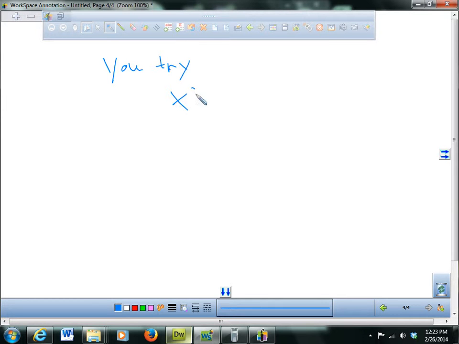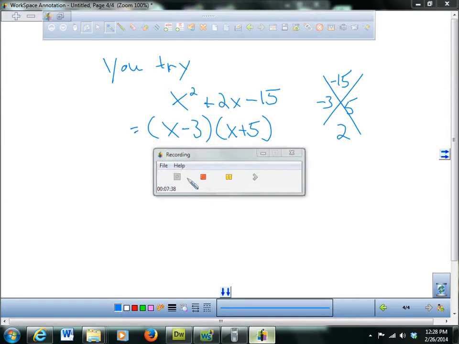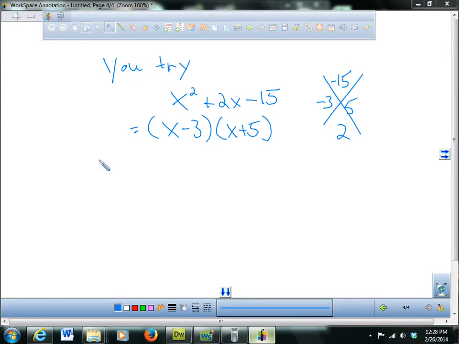X squared plus 2x, it doesn't always have to be x's either, minus 15, okay? I'm just setting this up for you. What goes here and what goes here? What goes up here? Minus 15. And what goes here? 2. Okay, so have I got that right? Very nice. Good job.